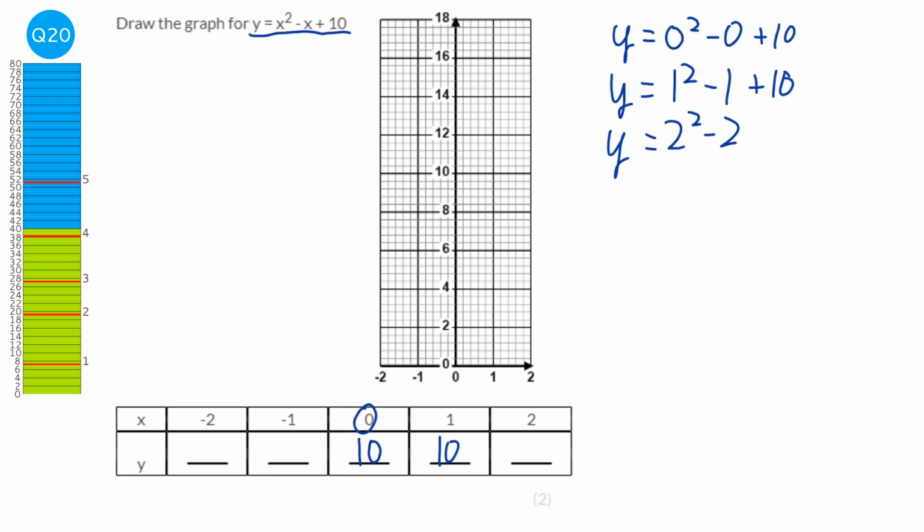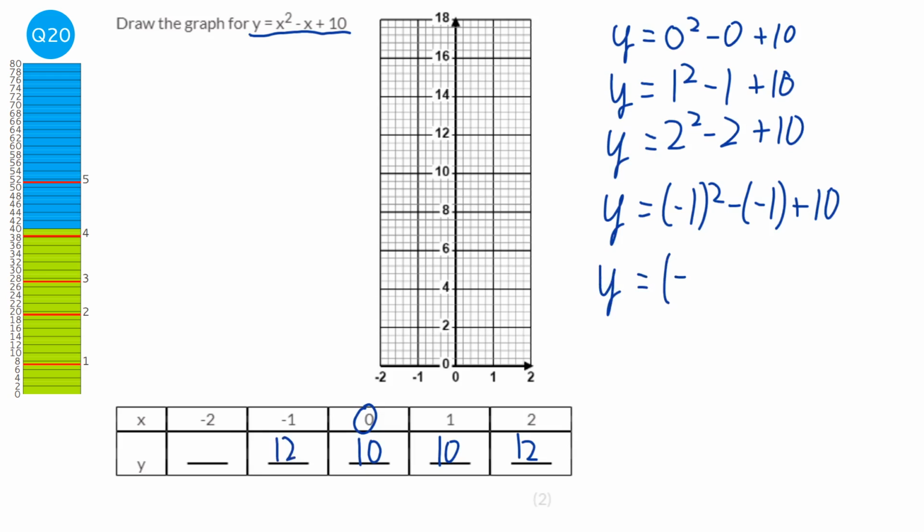2 squared minus 2 plus 10. 2 squared is 4, 4 take away 2 is 2, plus 10 will be 12. Now we're going to do the negative, so we're going to look at minus 1. So it's y equals minus 1 squared, minus minus 1, plus 10. So a little bit more complicated here. Minus 1 squared is just 1. Now here you have two negatives together. When you have two negatives together, it makes a plus. So we've got 1 plus 1 plus 10, which is going to be 12.